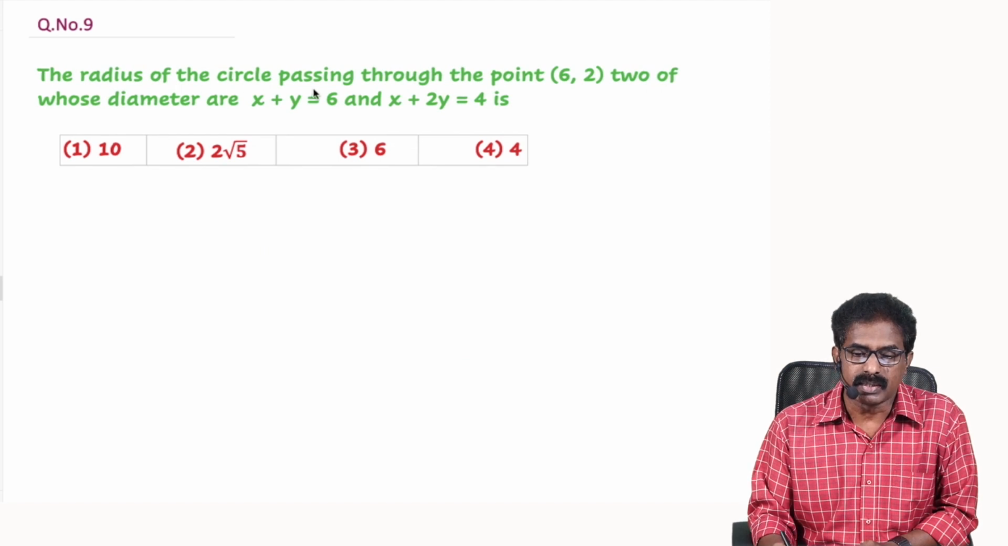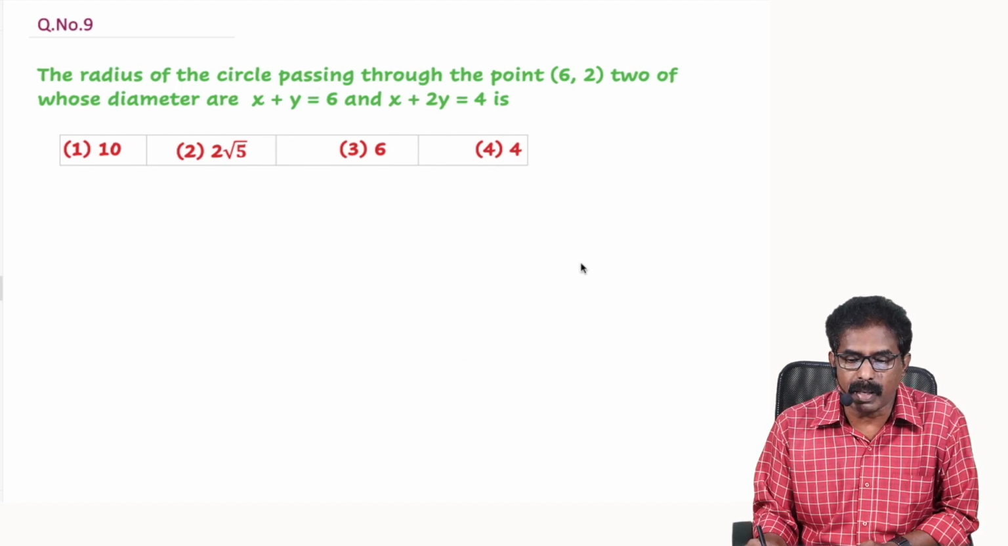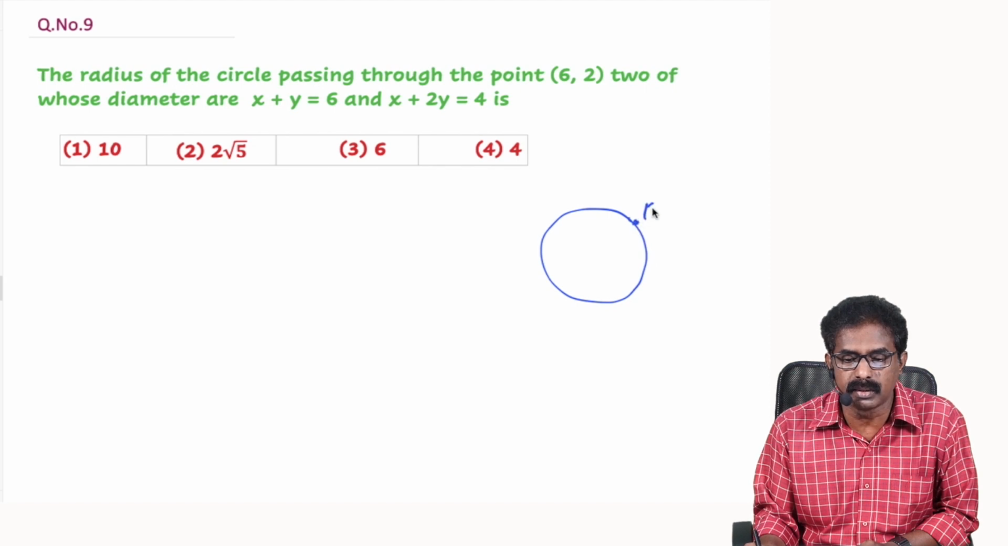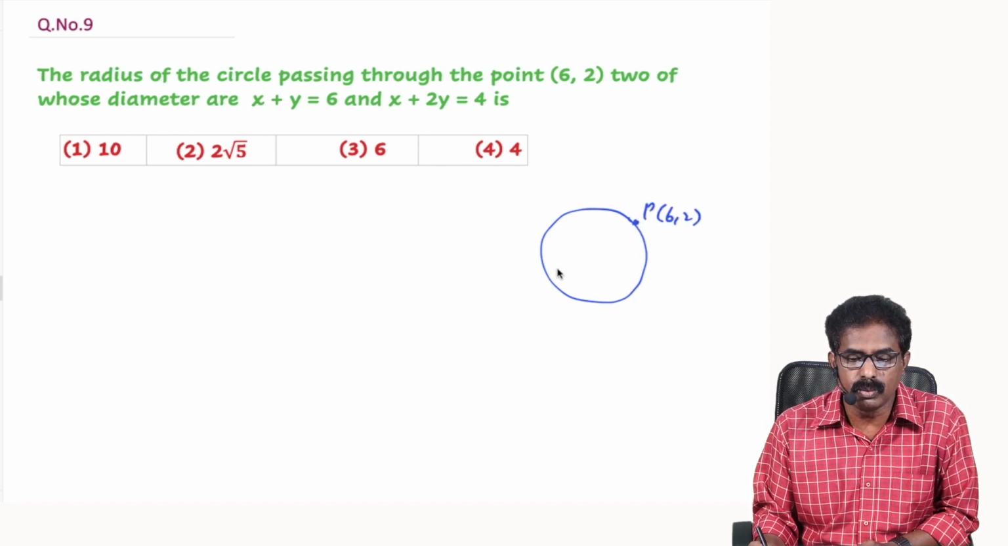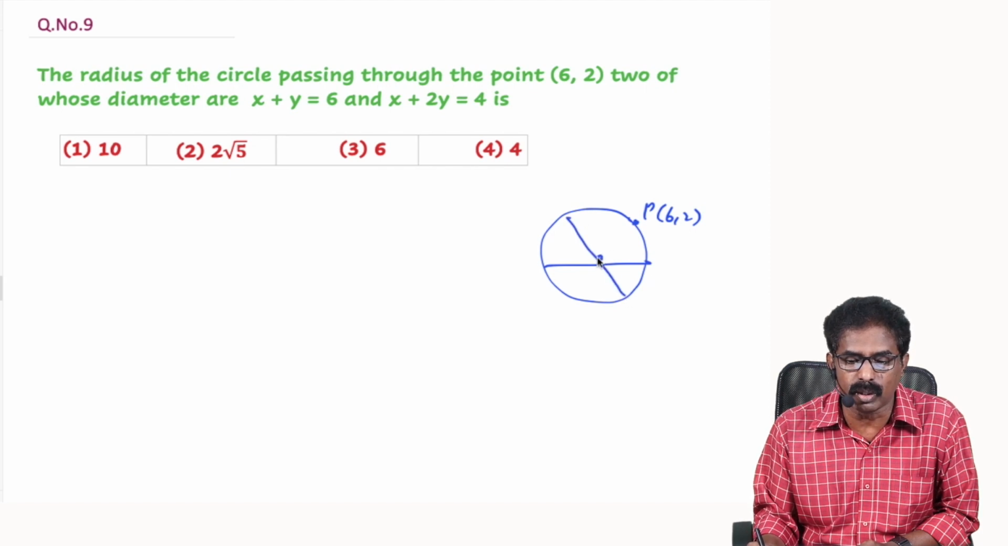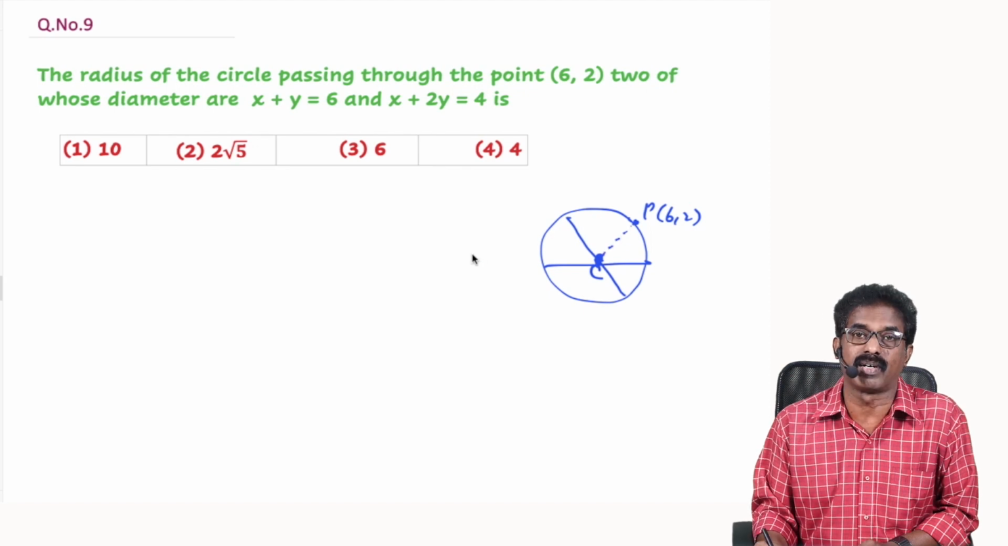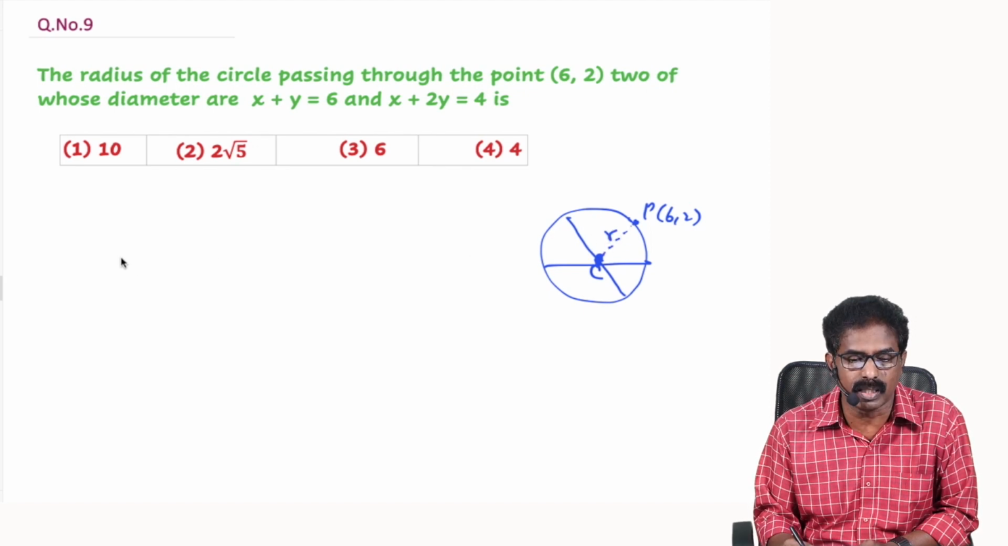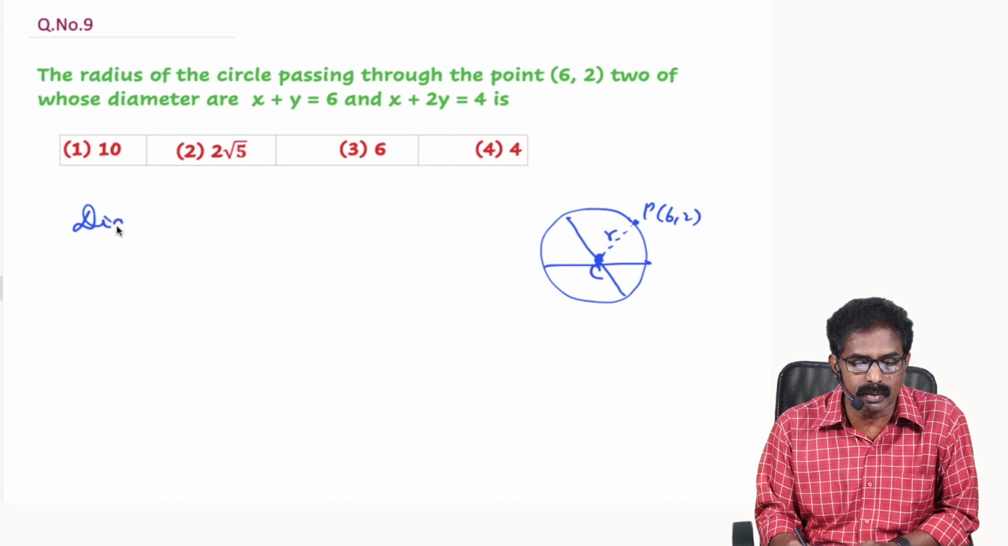Now let's go for sum number 9. The radius of the circle passing through the point (6, 2), two of the diameters given. So you have to solve the diameters, you will get the center, then use the distance formula, you will get what? The radius, okay? So the two diameters are x plus y equal to 6 and x plus 2y is equal to 4. These are the two diameters.